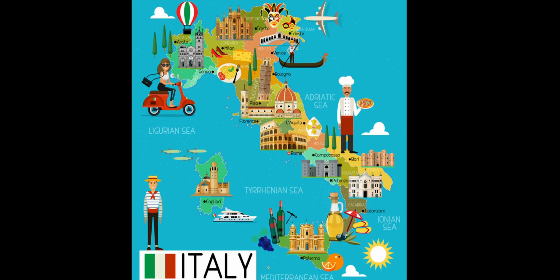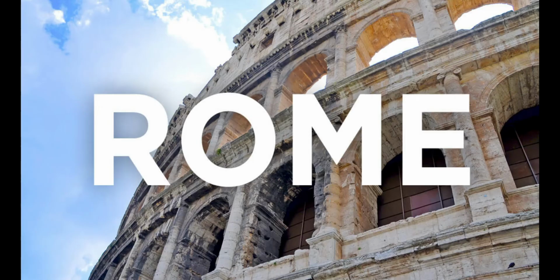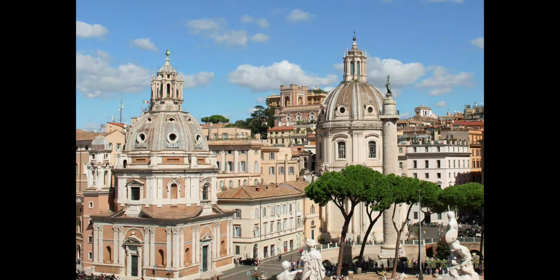Now, there are many cities in Italy. Many famous and beautiful cities, and today we will visit some of those cities. But first we will go to Rome. Rome is a large and very old city in Italy, and it is also Italy's capital city.